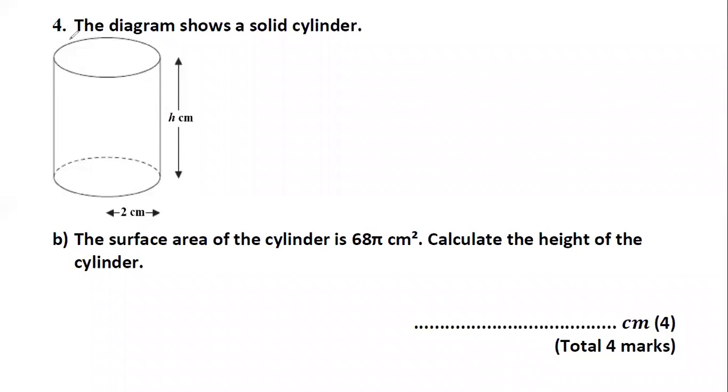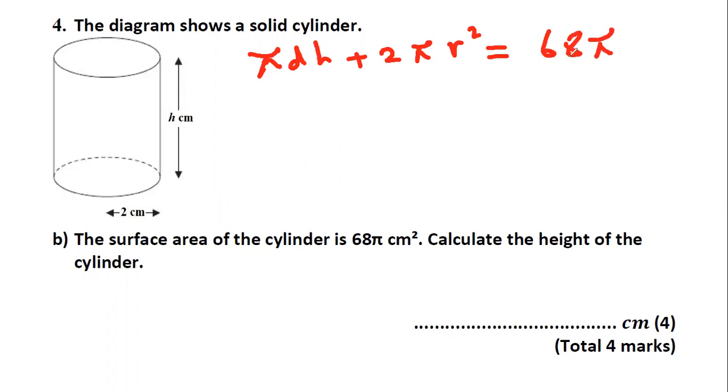Let's move to question number 4. It says the diagram shows a solid cylinder. The surface area of the cylinder is 68 centimeters squared. Calculate the height of the cylinder. As we know, to work out the total surface area of a cylinder, we use the formula pi dh for the curved surface area around the cylinder, plus 2 times pi r squared for the two circular faces. I'm just using a shortcut formula instead of writing pi r squared separately. And we've been told that that is equal to 68 pi.